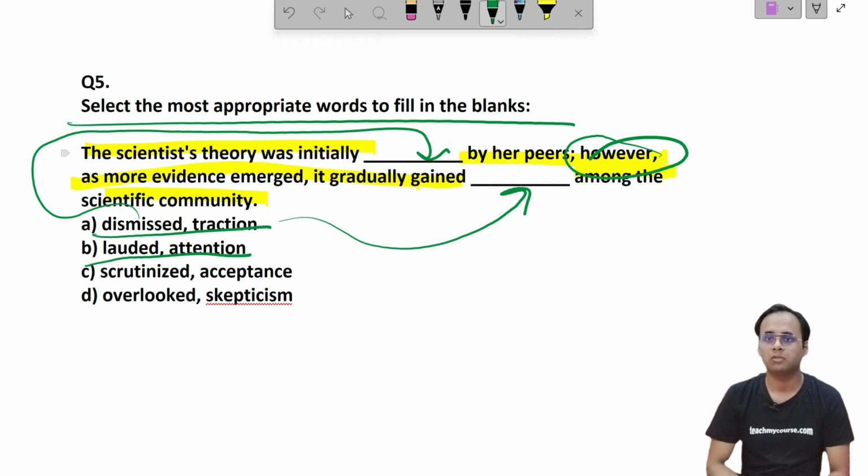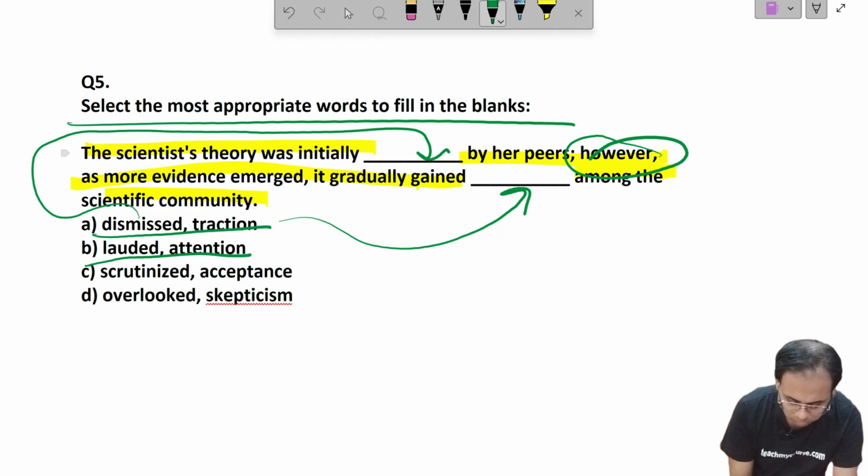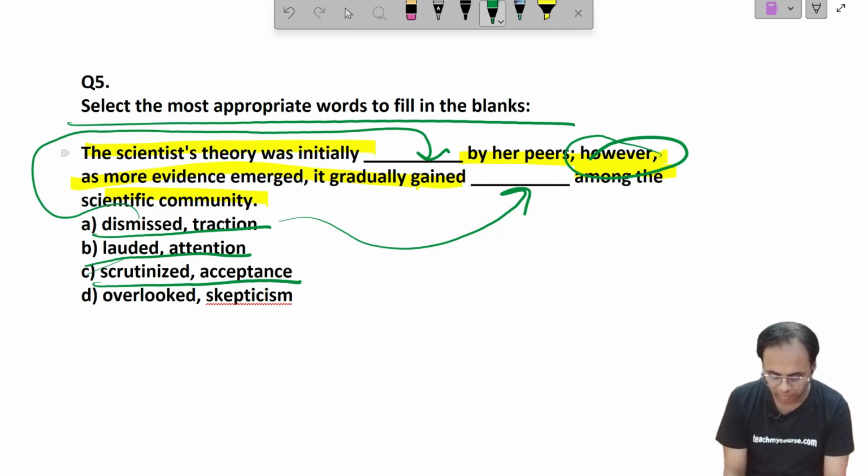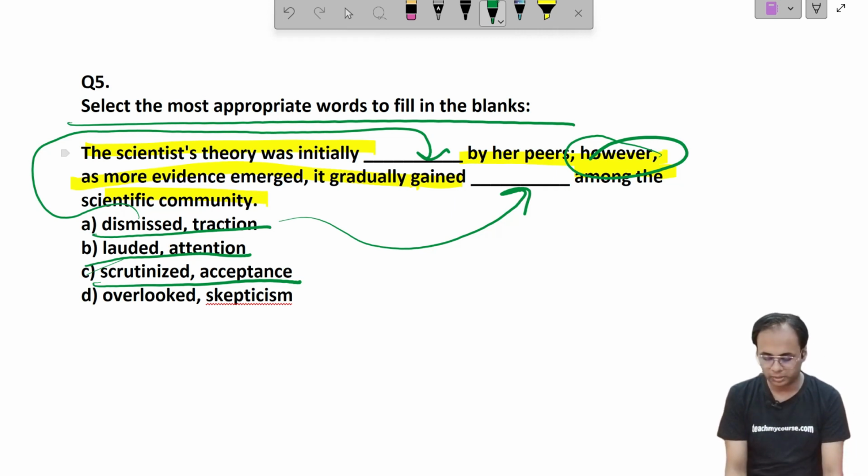So lauded cannot come in the first blank. Let us see option 3, scrutinize and acceptance. So the scientist's theory was initially scrutinized by her peers. However, as more evidence emerged, it gradually gained acceptance.